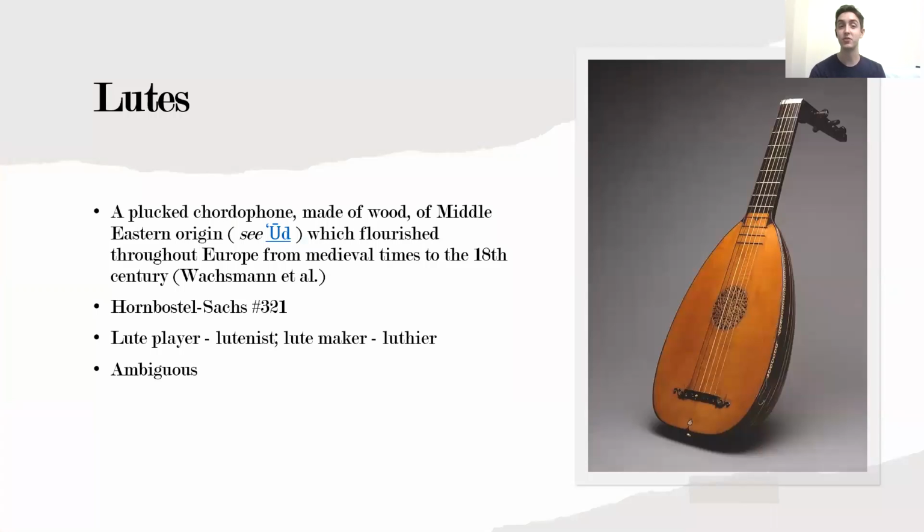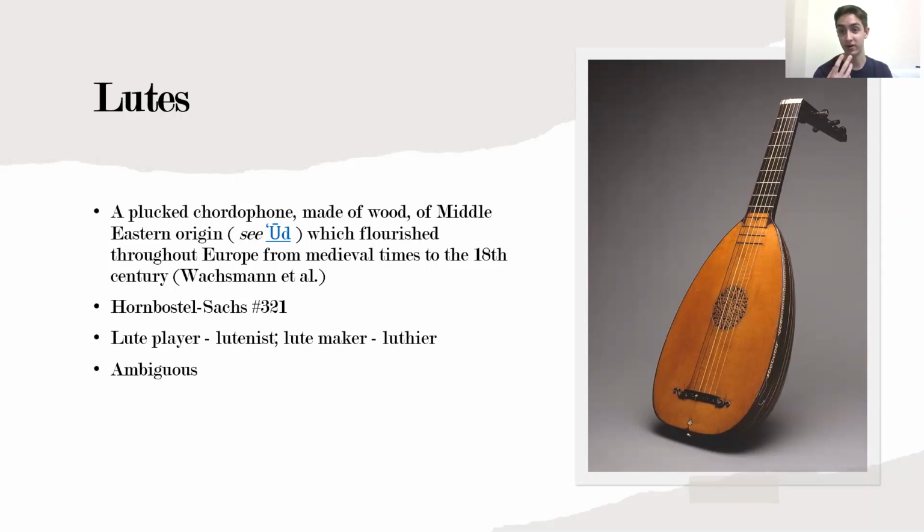A lute is a plucked chordophone. Made of wood, it's from Middle Eastern origin, and it flourished throughout Europe from the medieval times to the 18th century, according to Waxman et al. It is a very broad type of instrument. It's seen in the Hornbostel-Sachs system, which is like the Dewey Decimal System combined with a periodic table, where it lists all types of instruments and categorizes them.